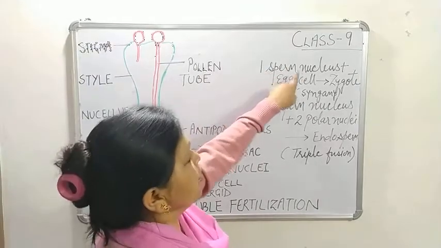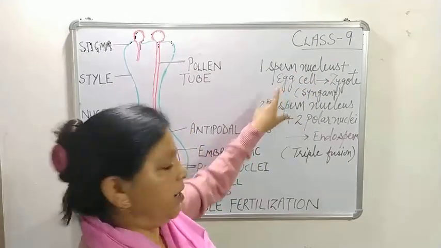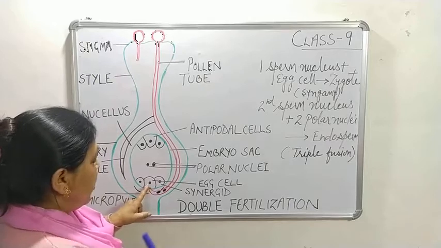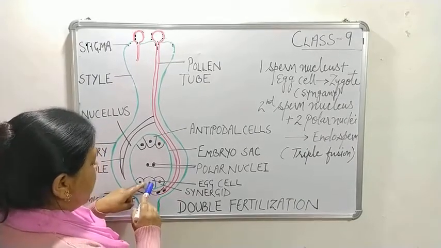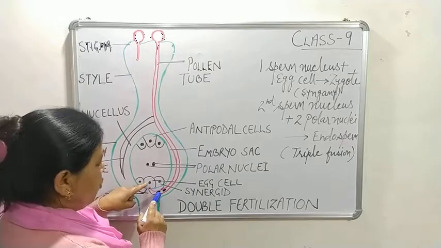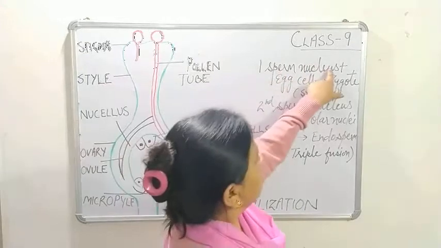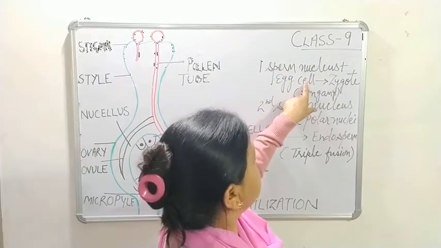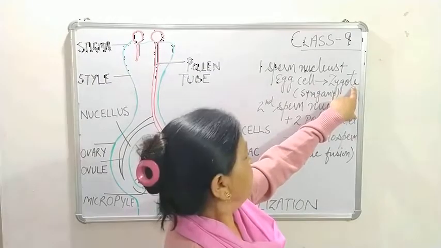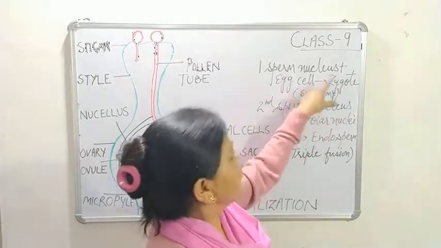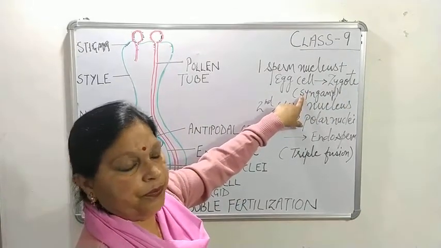The 2 sperm nuclei will enter inside the embryo sac. One sperm nucleus will fuse with the egg cell. This is the egg cell here and this is the sperm nucleus. So one sperm nucleus will fuse with the egg nucleus, or egg cell, and it will form the zygote. This process of forming the zygote is known as syngamy.